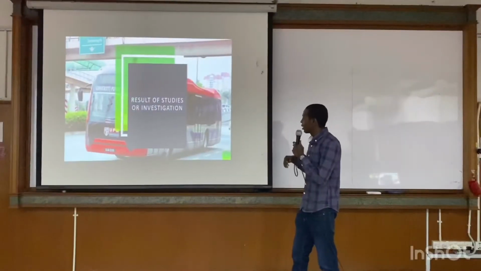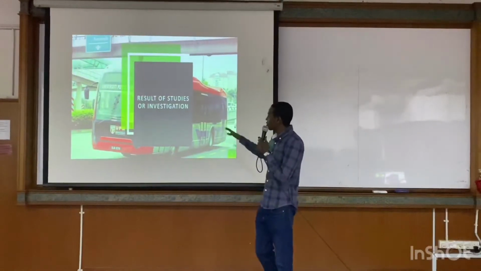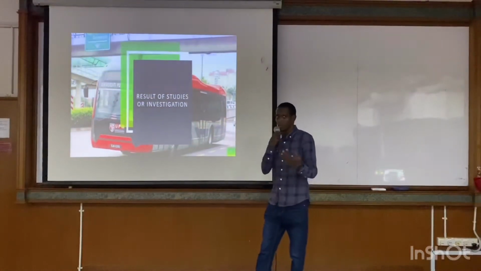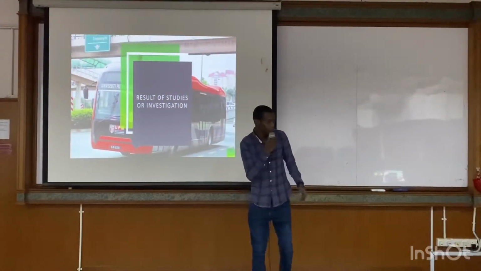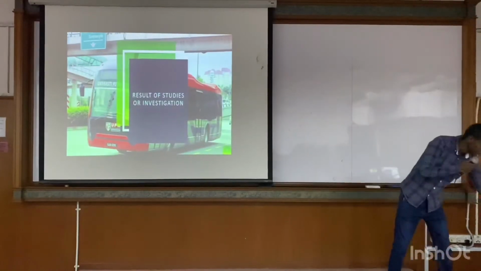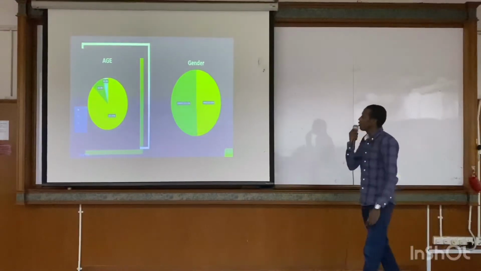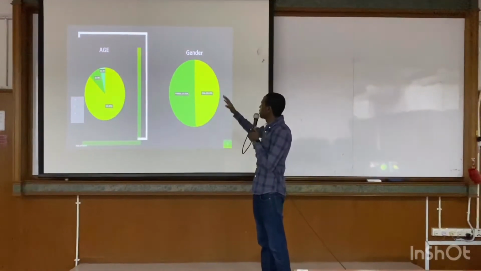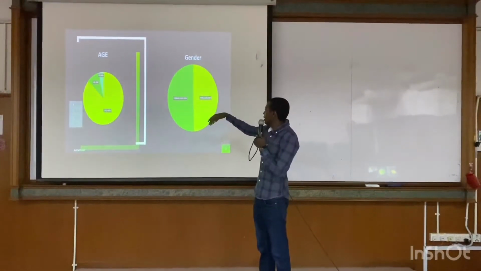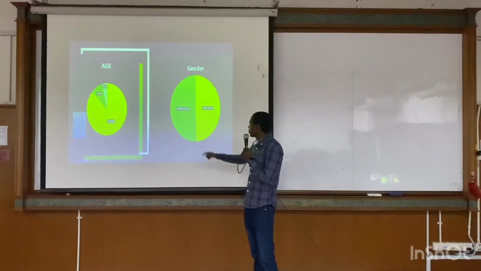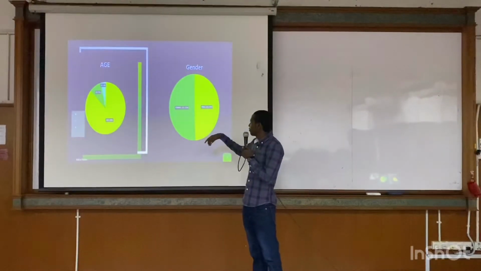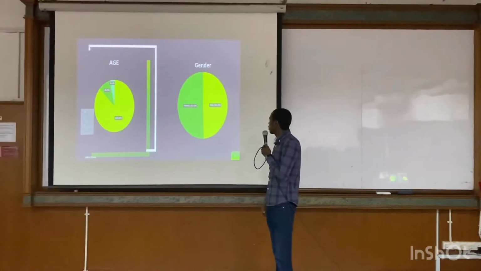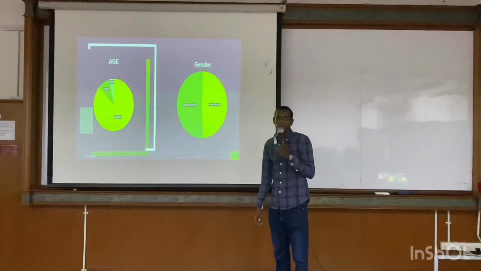Okay, so I'll be elaborating on the results of the study, the investigation. I will move forward to show you what we got from the survey. As you can see, this is our evidence. This is the information we got. This is the gender, and the other one is age. We have 127 female, which is 51%, and 122 male, which is 49%.